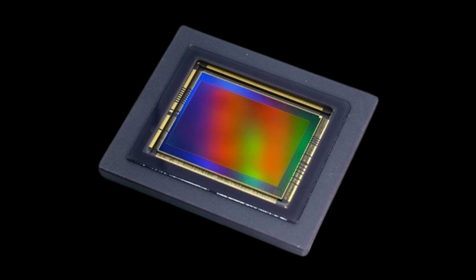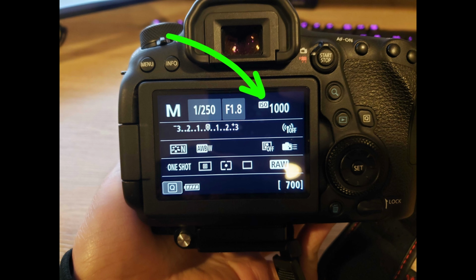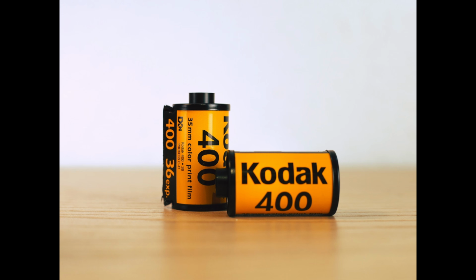ISO is the sensitivity of your camera sensor to light. ISOs are measured in flat numbers such as ISO 400, ISO 1600, etc. The ISO number used to refer to film because different films were either more or less sensitive to light, so they quantified that sensitivity with ISO. Higher ISO numbers means your sensor is more sensitive to light, which will make your image more exposed if not balanced properly.